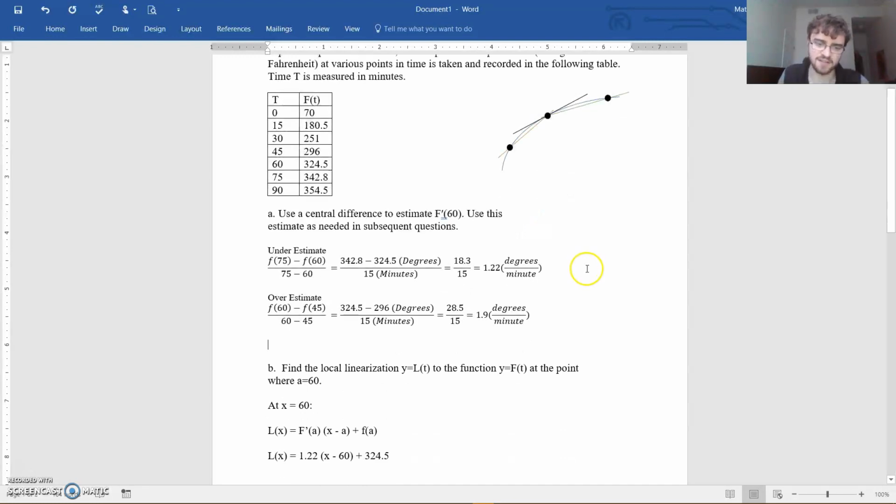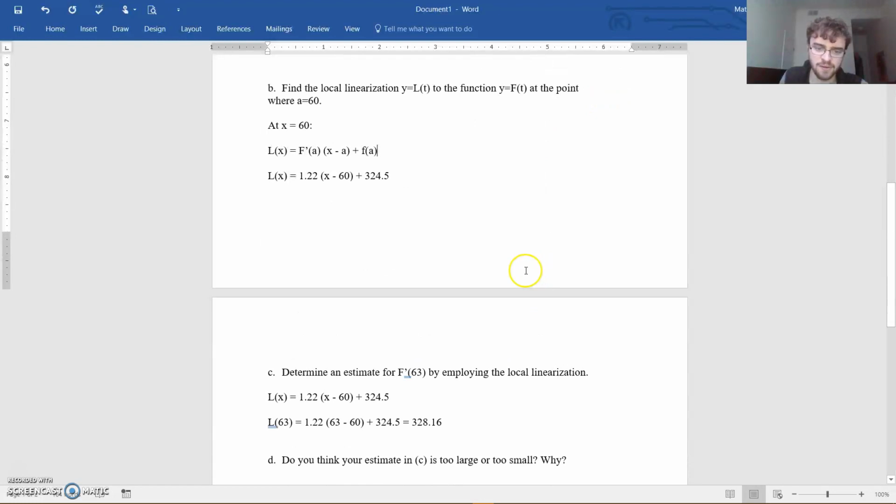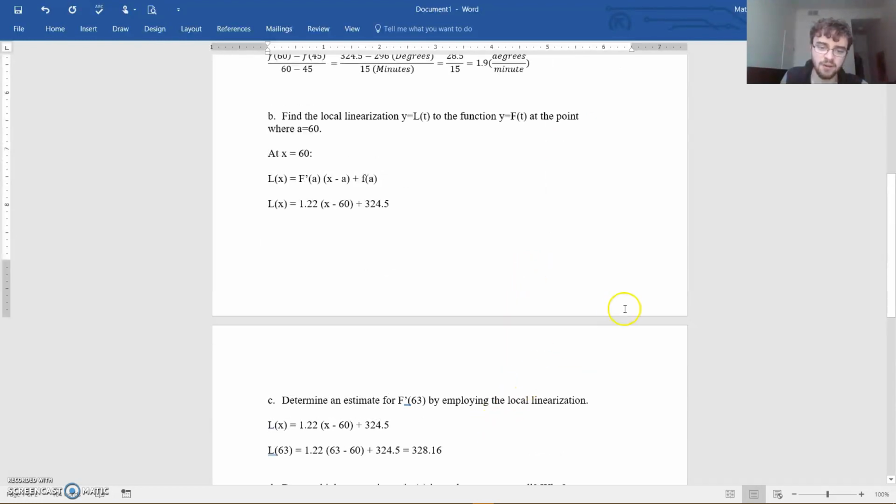So the next question asks us to find the local linearization of the function y equals f of t at the point where a equals 60. So we start with our equation, which is going to be f prime of a times x minus a plus f of a. And when we plug all those values in, we're going to use our underestimate. So we have 1.22 times x minus 60 plus 324.5. And so that's the equation we get for an estimate of what the equation of this black tangent line up here would be.